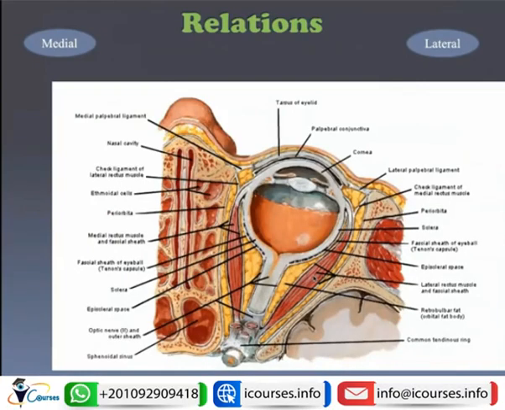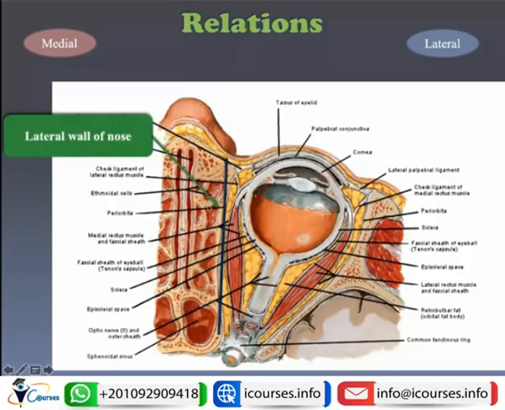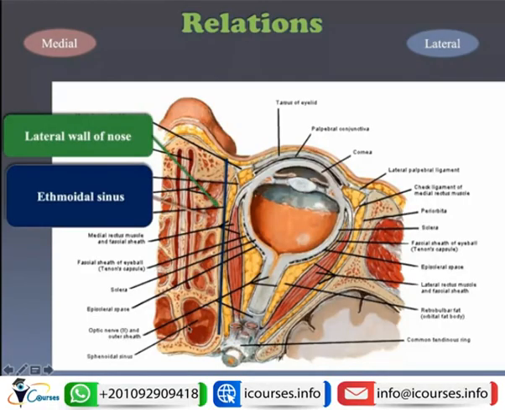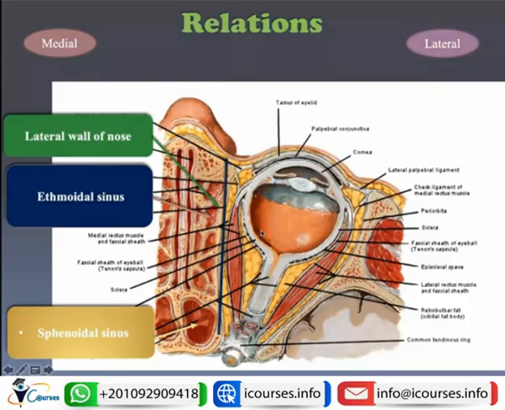Let's now see what the relations of the orbit are. Medially, the medial relation to the medial wall, it is logical that this is the medial wall and this is medial. So medially will be the lateral wall of the nose and the ethmoidal sinuses anteriorly and the sphenoidal sinus posteriorly. So this is the medial relation of the medial wall.